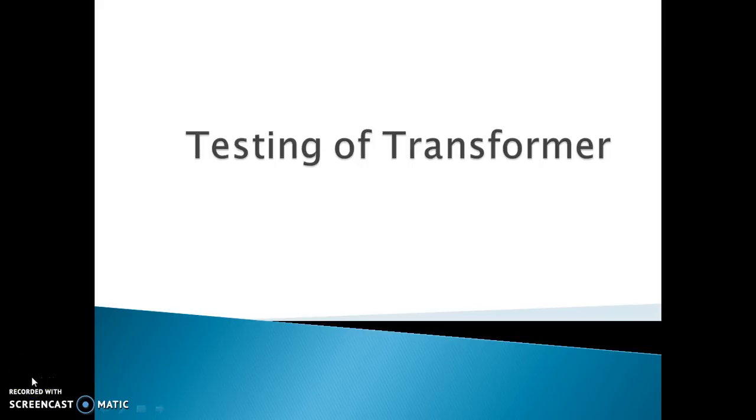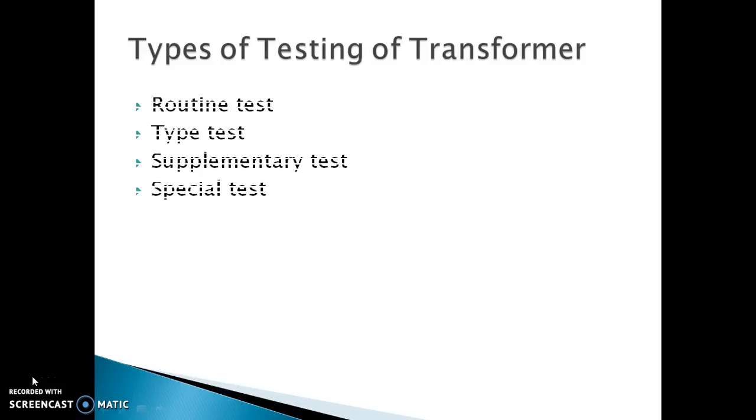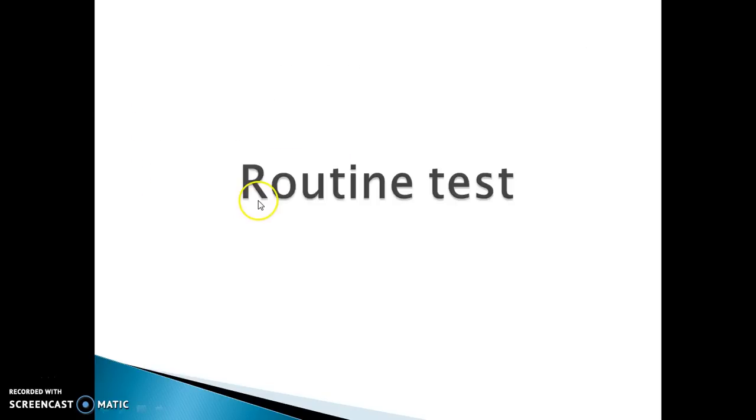Hello everyone. In this session we are going to learn the testing of transformers. There are various types of testing of transformer. These are routine test, type test, supplementary test and the special test. In this tutorial we are going to learn the routine test. Let's see what the routine test is.